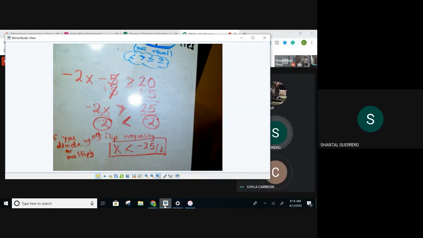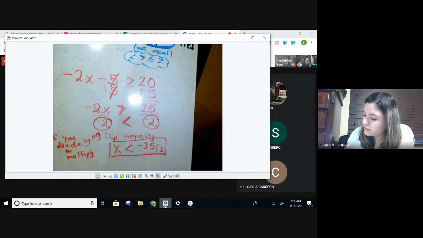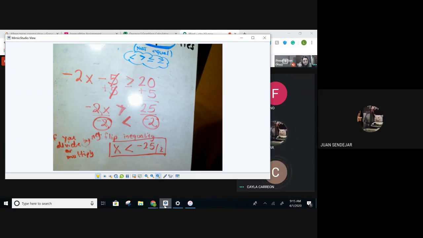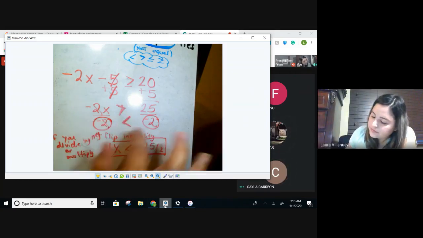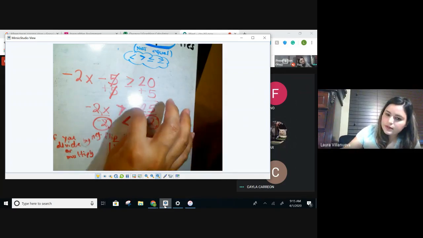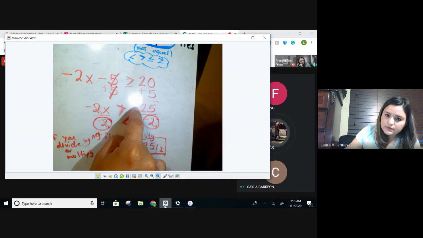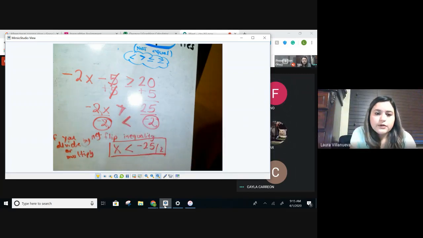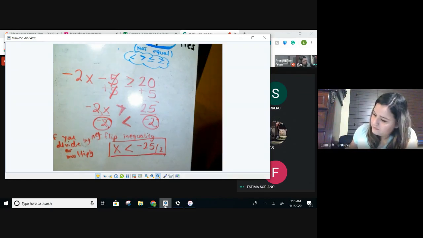Does the 25 turn negative after you flip it? No, since you're dividing by a negative, that's why it turns negative. If this 25 would have been negative, then it should have been positive 25 over 2 here. But the reason that it's negative is because you're dividing by a negative, not because you're flipping it.